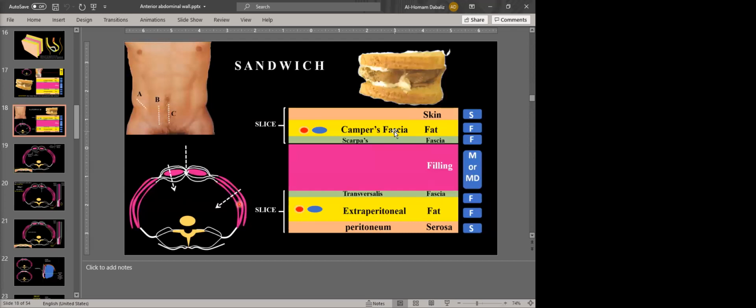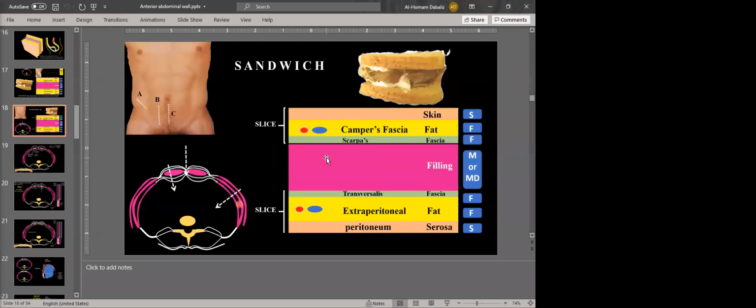Okay. So in some books you will see people call Scarpa's fascia the deep fascia. Some books will call the transversalis fascia the deep fascia. It's a big confusion in some books. So that's why we usually like to use the given names rather than the descriptive names of superficial or deep. We just call it Camper's fascia, Scarpa's fascia, and transversalis fascia.